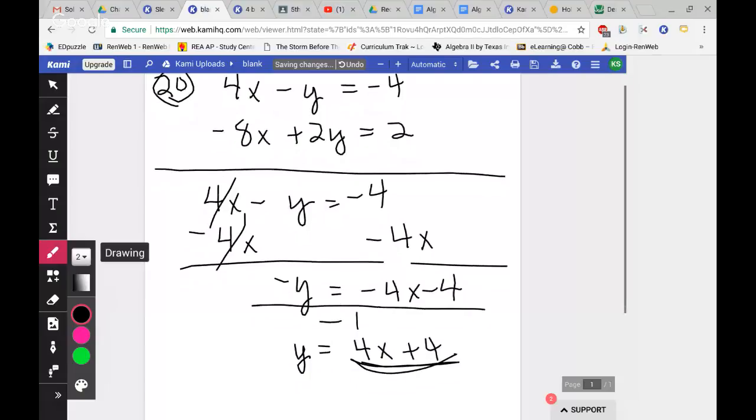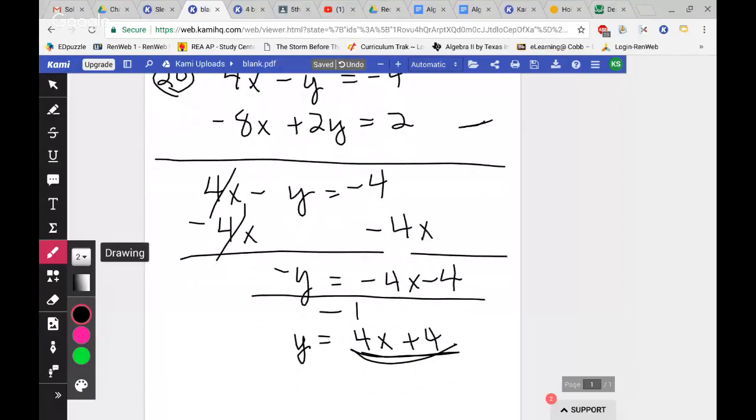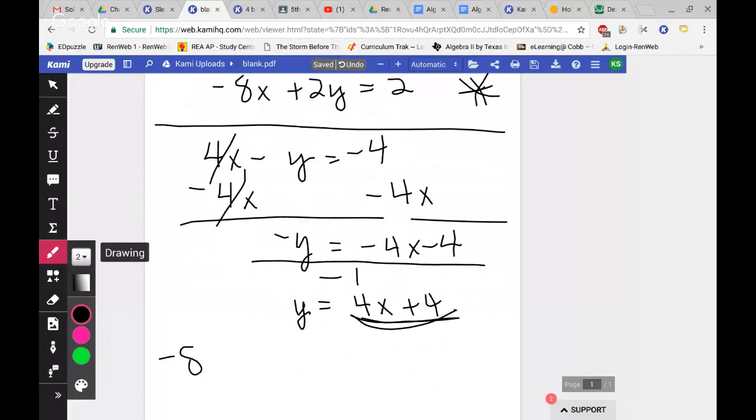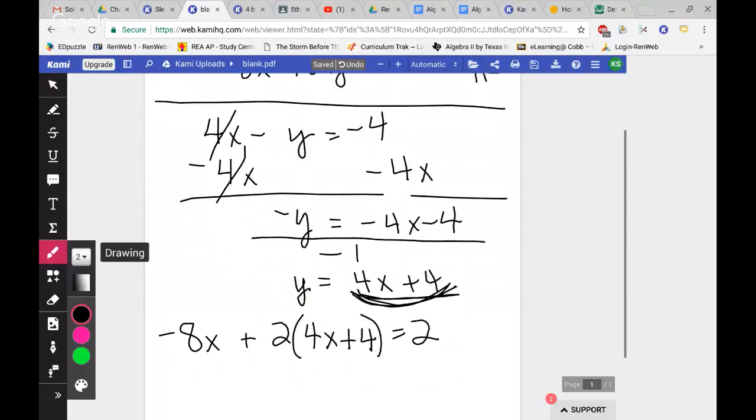So anywhere there's a y in this second equation here, I can substitute that value in. So negative 8x plus 2 times, and what's the value of y? 4x plus 4 equals 2. So I've substituted in the value of y into this second equation here. And now I only have one variable in this whole string.